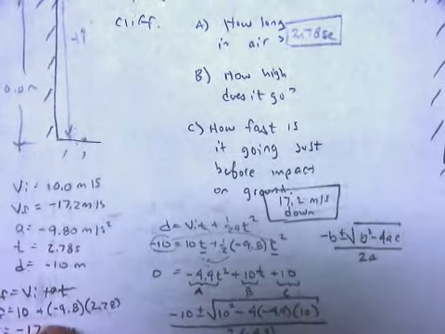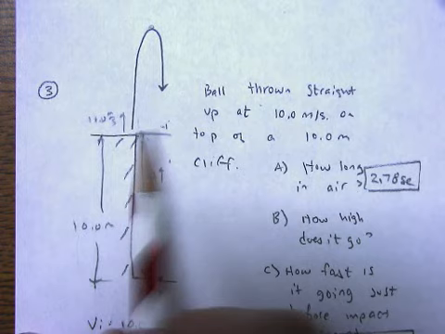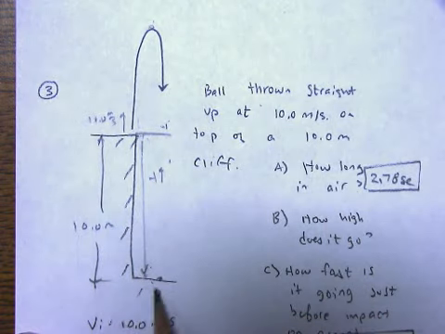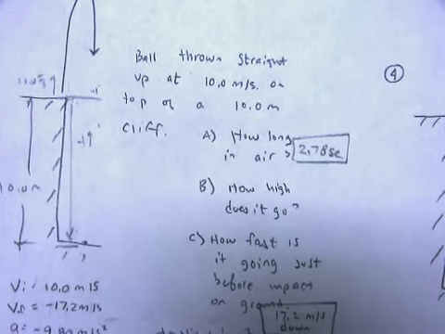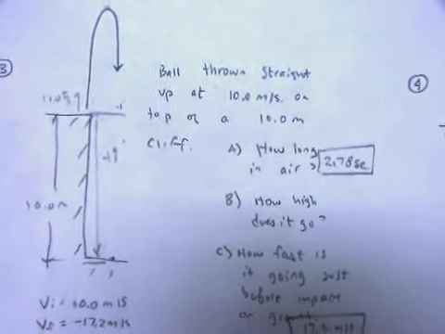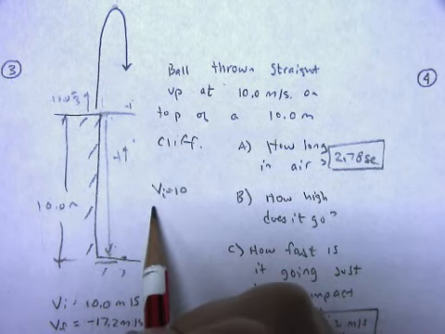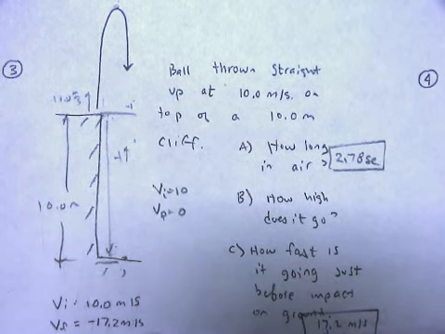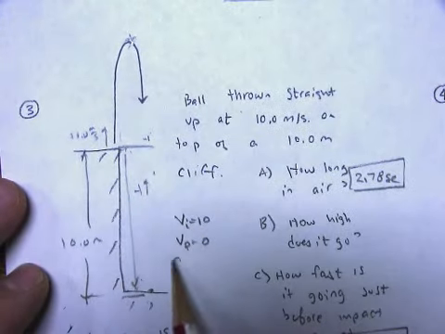Okay, and then part B, how high does it go? That's kind of an ambiguous question when I ask that. Is it referring to how high from the top of the cliff, or how high from the bottom, the ground? I guess I could go either way with this. I'm not really too particular. So when you do this problem, you're going to want the initial velocity to be 10. The final velocity is 0. That's how fast it's moving at the very top of this. The acceleration is still negative 9.8.